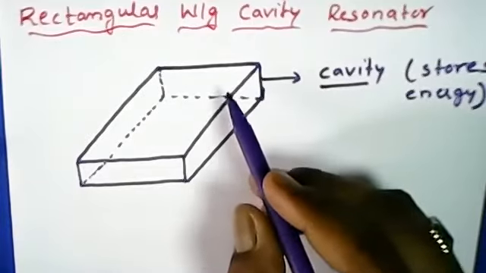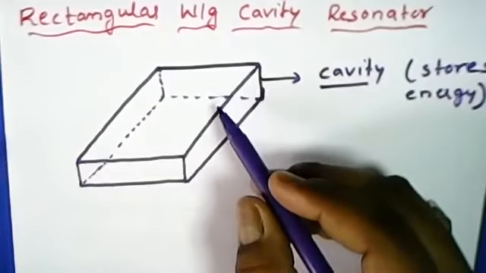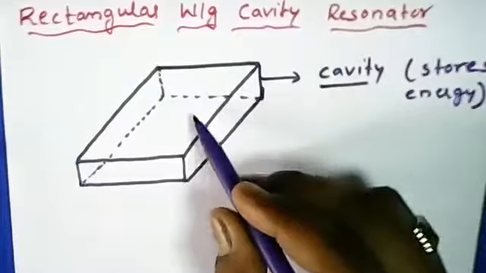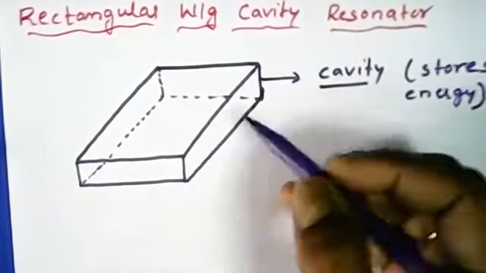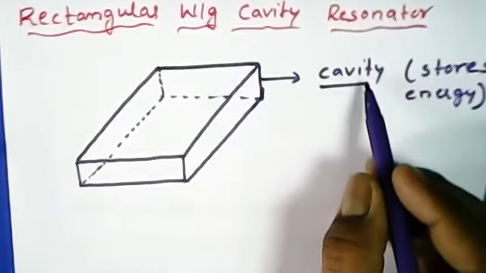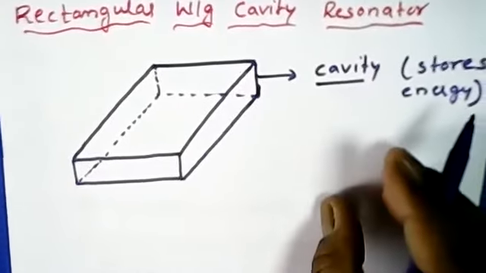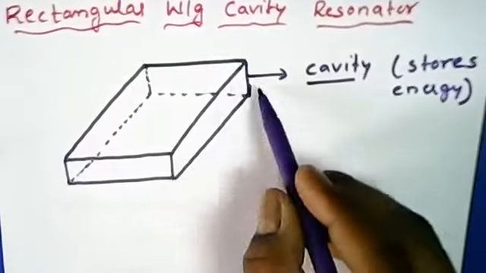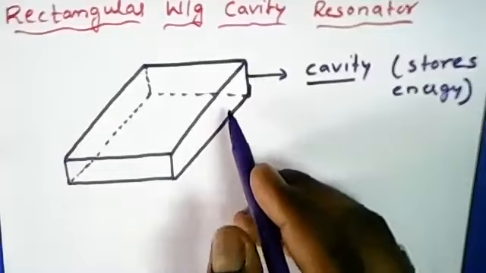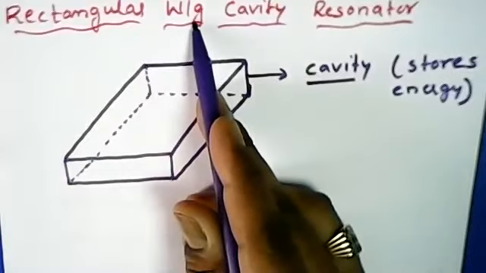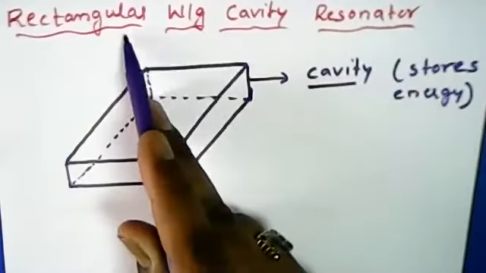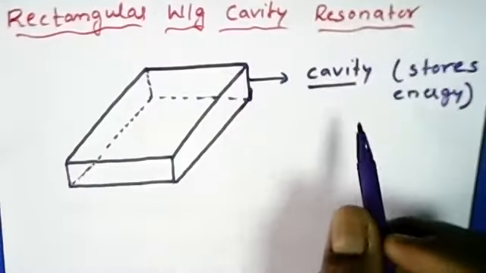It is a hollow metallic structure which is enclosed with some energy in it. That particular structure can be termed a cavity. And as this cavity structure is rectangular in form, it is called a rectangular waveguide cavity structure.